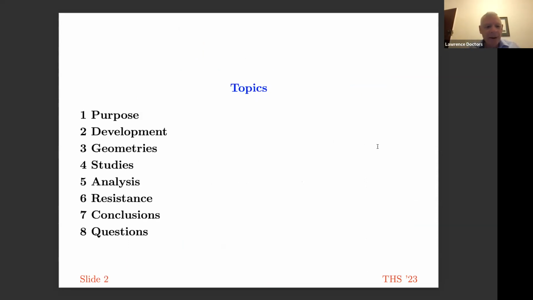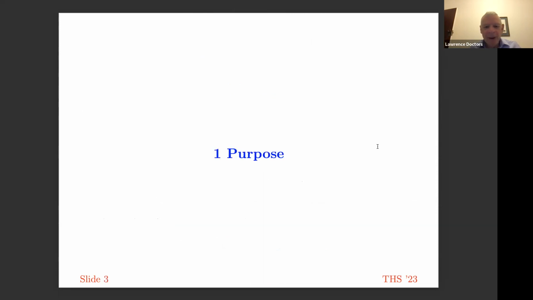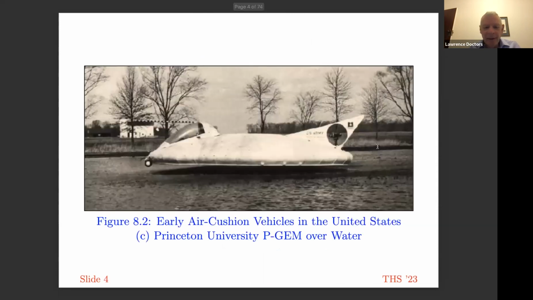So I've got 8 parts to this presentation. As you can see, I've listed them on the left-hand side of the screen. The first question, of course, is why do we have skirts on hovercraft? I'll call that purpose here. And I think most people would say that the main purpose of a skirt on a hovercraft is to increase the clearance so one can travel over higher waves or rougher ground. But there are actually at least two additional reasons why one might put a skirt on a hovercraft.